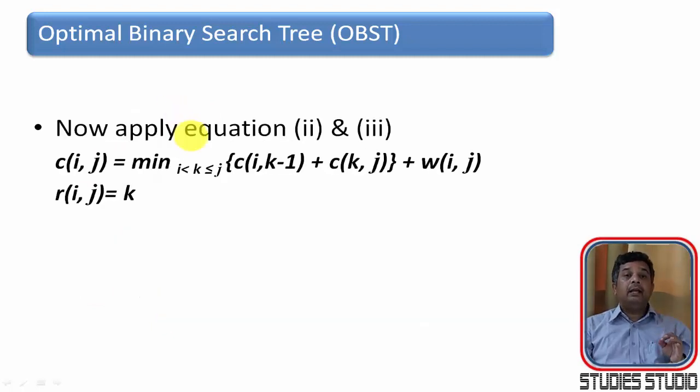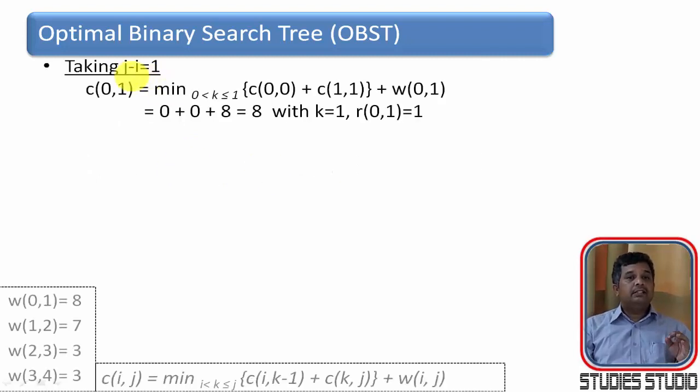Now we will be applying formula 1 in formulas 2 and 3. We need not find the value of Rij. The value of Rij we will get from the second formula itself. What is the value of k for which it is satisfying? Now let us apply j minus i equal to 1. It means C01, minimum over 0 less than k less than or equal to 1. It means for what value of k this inequality is satisfying. For k equal to 1 this inequality is satisfying.